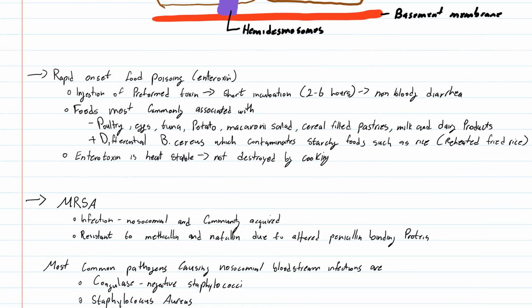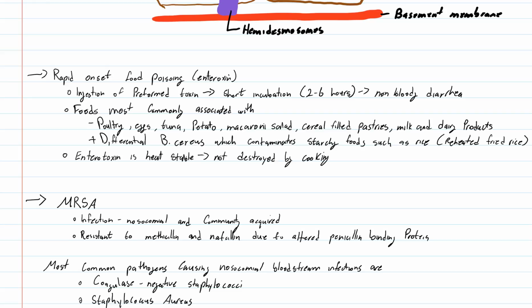It also causes rapid onset food poisoning, which is caused by enterotoxin, and this is ingestion of preformed toxin. Food that is most commonly associated with it is poultry, eggs, meat, tuna, chicken, potato, macaroni salad, cereal-filled pastries, milk, and dairy products. Staphylococcus food poisoning.